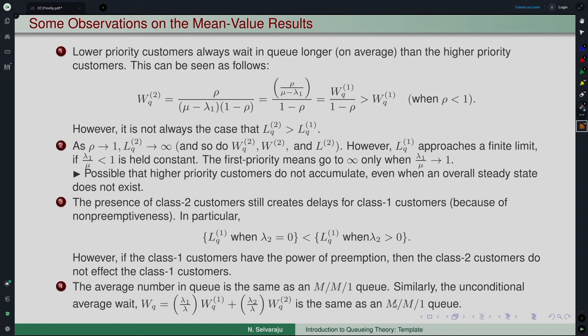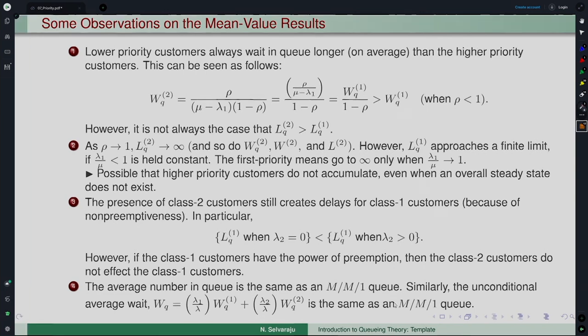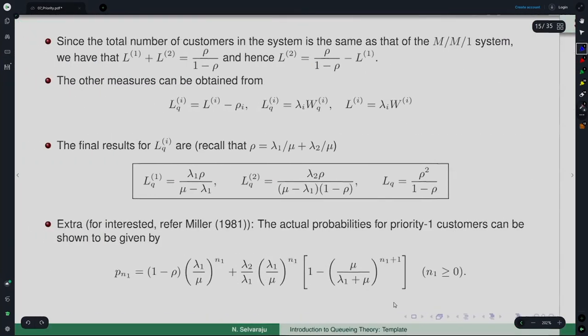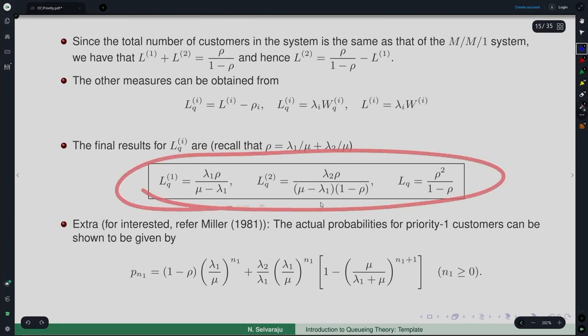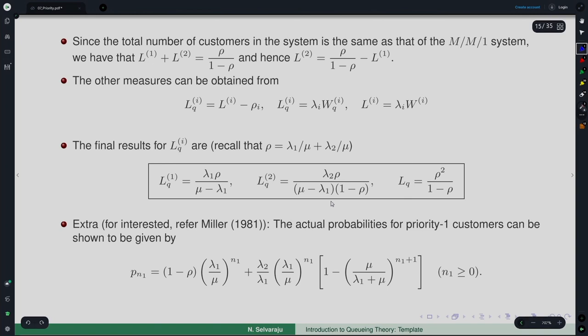We have written down the balance equations. We cannot solve them completely; it is very difficult. So, what we did is obtain certain expected value measures, which we have given in the boxed equations, and which we are going to refer back to in a later lecture because of some comparison that we want to make. Of course, we will end here and continue the discussion of priority queues and this model in the next lecture.